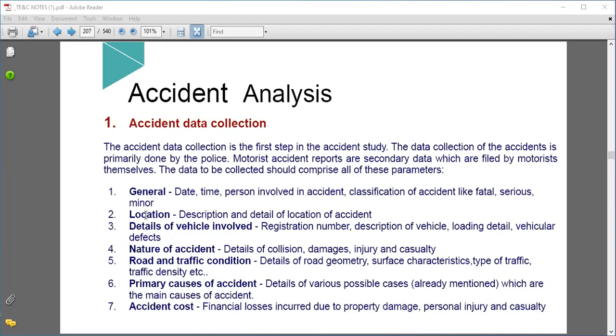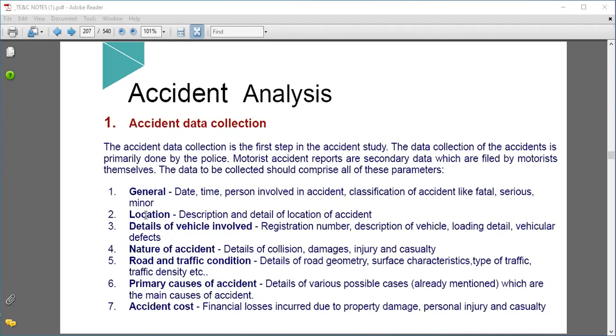So that nature of accident will come under this. Okay, next one is the road and the traffic condition. In that road and traffic condition, we'll understand the details of road geometry, surface characteristics, the type of traffic and the traffic density. So related to the road and the traffic condition on the road, that information also will be collected from this.